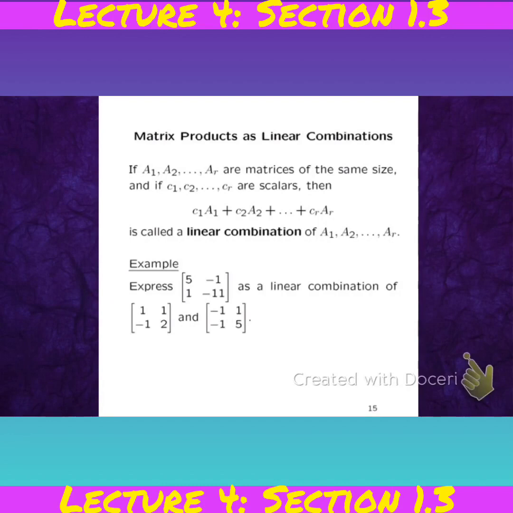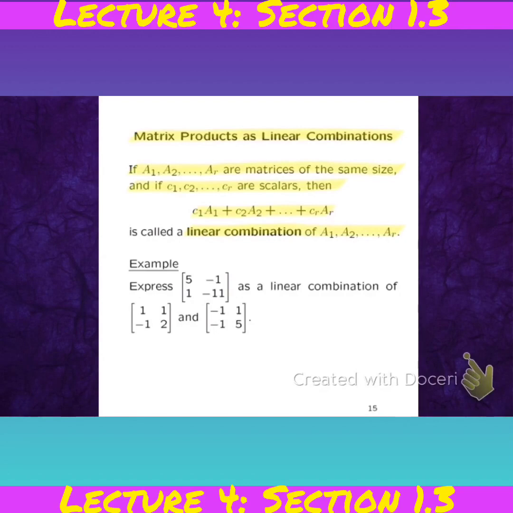Okay, matrix products as linear combinations. So this is just an extra definition that we have to know. We're going to come across it a lot in this course, and that is the concept of linear combinations. So if A1 up until AR are all matrices of the same size, and if C1 up until CR are all scalars, then the sum of scalar multiples of these matrices is called a linear combination of the matrices A1, A2 up until AR. So that's a simple definition of a linear combination with regards to matrices.